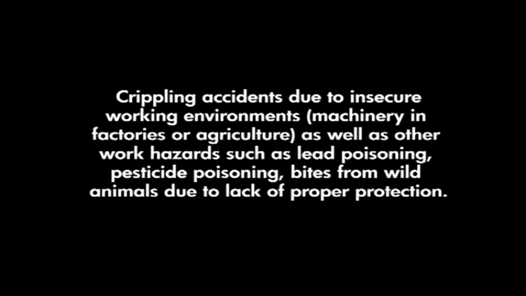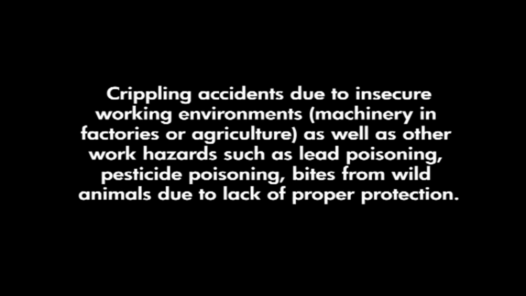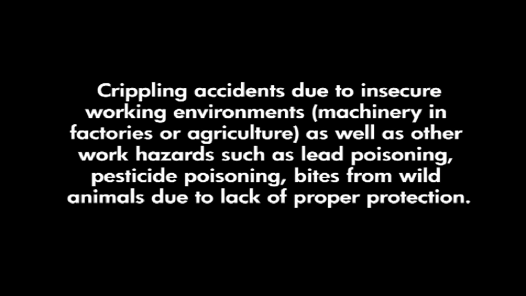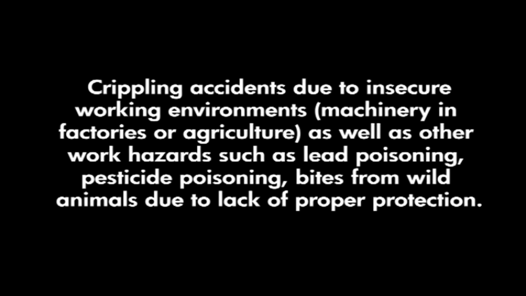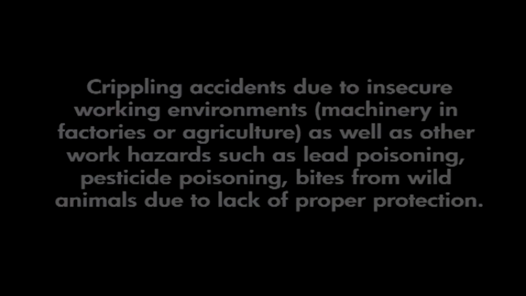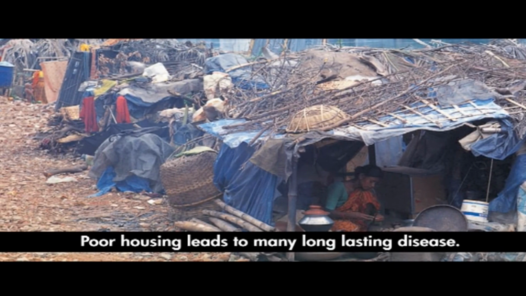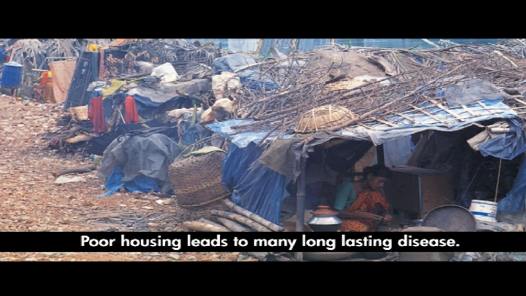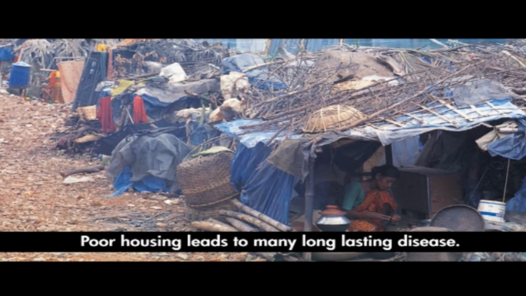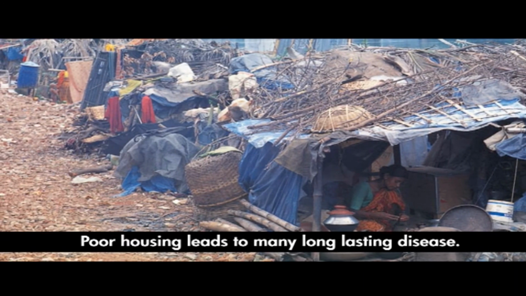Crippling accidents due to insecure working environments, machinery in factories or agriculture, as well as other work hazards such as lead poisoning, pesticide poisoning, and bites from wild animals due to lack of proper protection. Poor housing also leads to long-lasting causes of diseases, water and food-related diseases, simply because the poor can't afford safe foods.